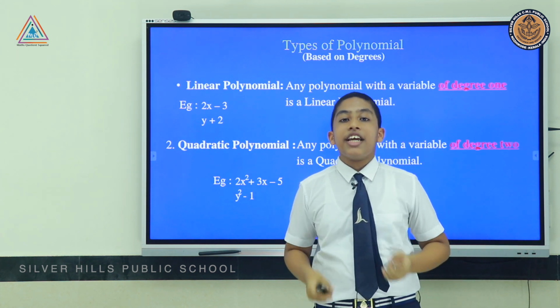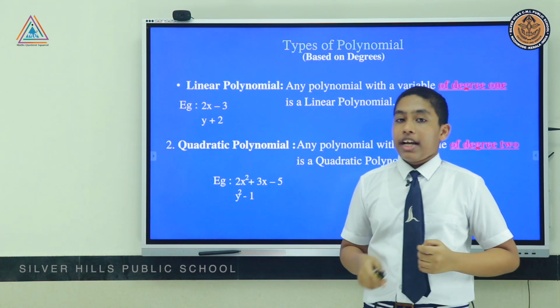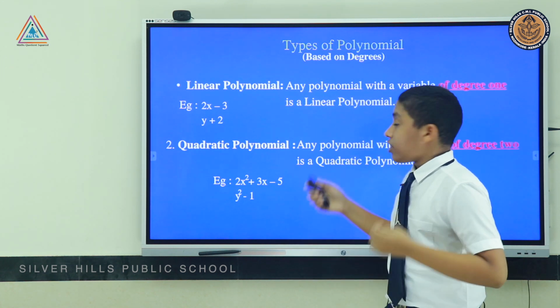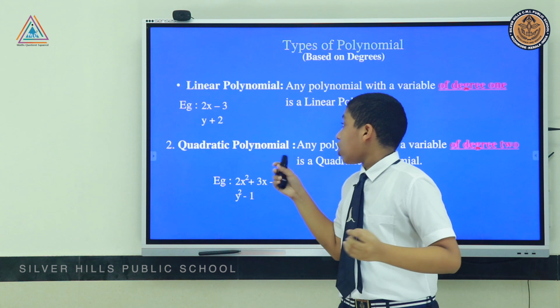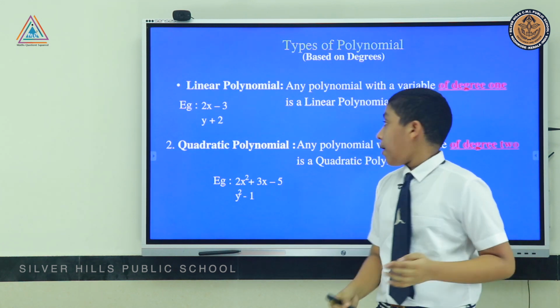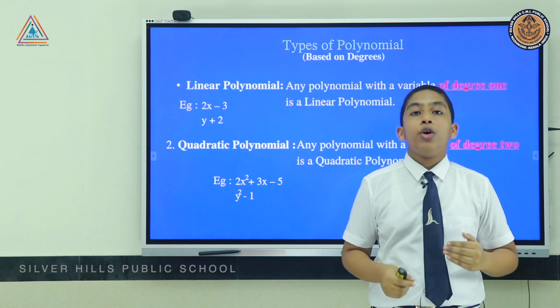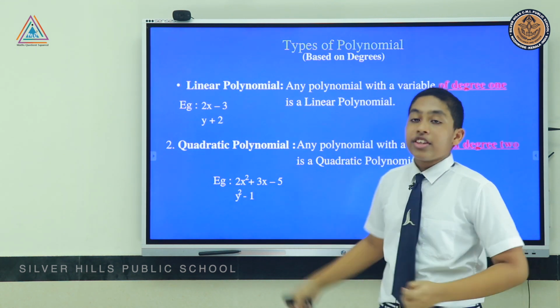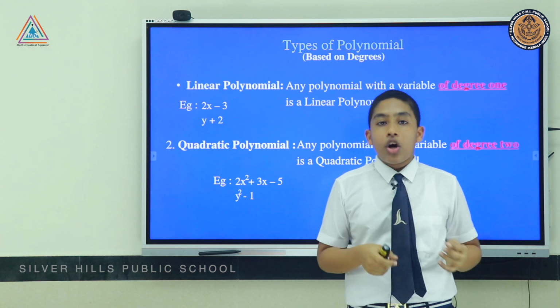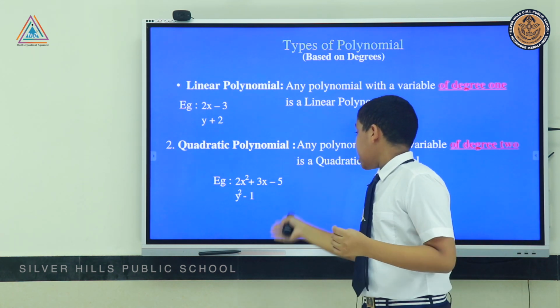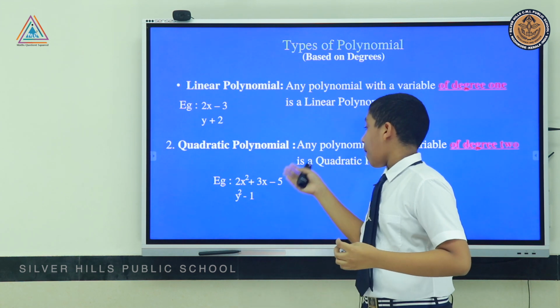Now, let us differentiate types of polynomial based on their degrees. Linear polynomial. Any polynomial with a variable of degree 1 is known as a linear polynomial. For example, 2x minus 3 and y plus 2. Quadratic polynomial. Any polynomial with a variable of degree 2 is known as a quadratic polynomial. For example, 2x square plus 3x minus 5 and y square minus 1.